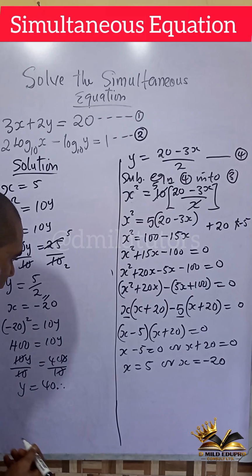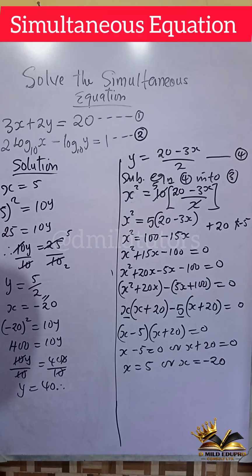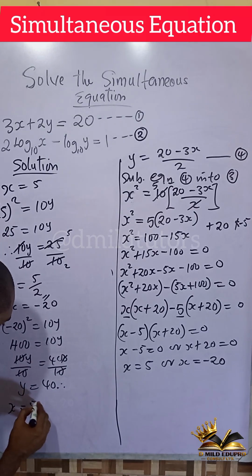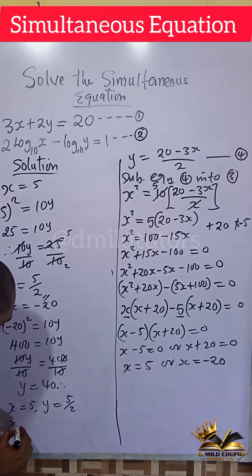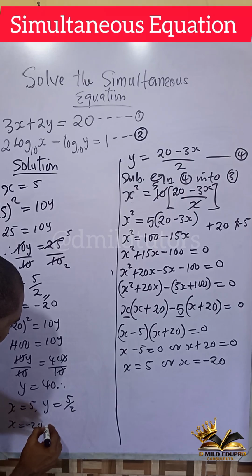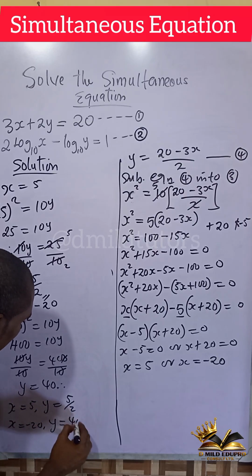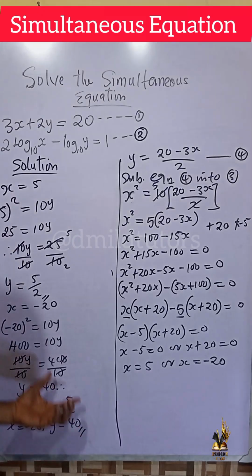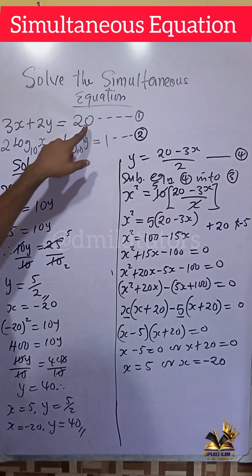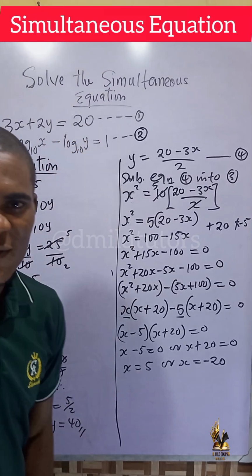So what it means is that x equals 5, comma, y equals 5 over 2; x equals minus 20, comma, y equals 40. Is that okay? So by the time you substitute all these values into any of these equations, you're going to have this.